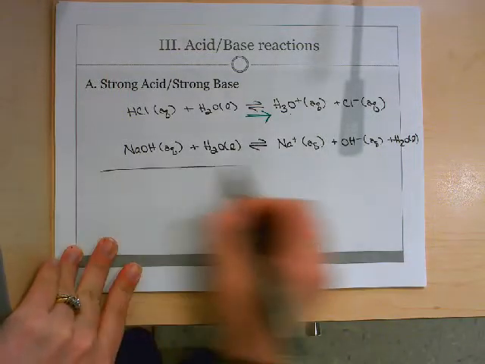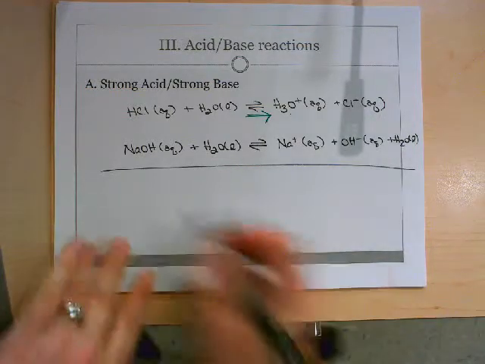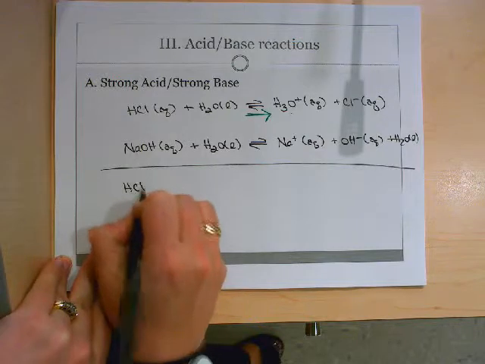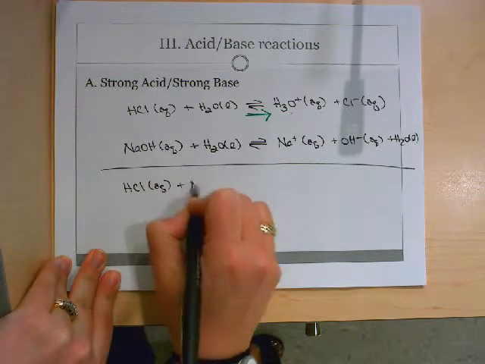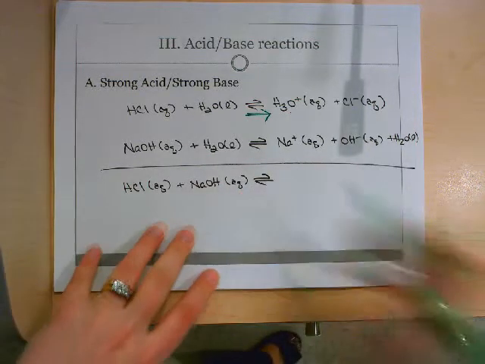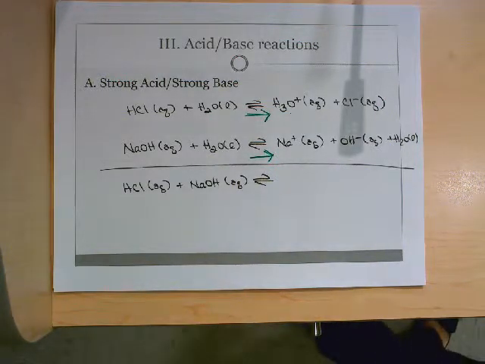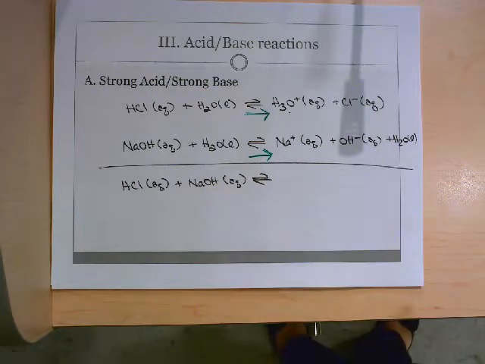Alright, what if I now had these 2 things react with each other? I have a strong acid reacting with a strong base. This is really different. Now I have a strong acid reacting with a strong base. They both completely dissociate, right? Because they're strong, they both completely dissociate. So what should one of the 2 products be that gets made?